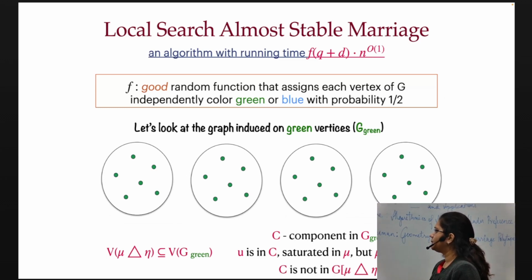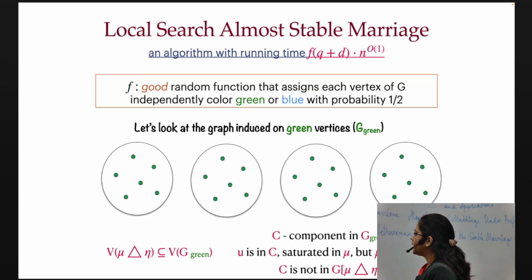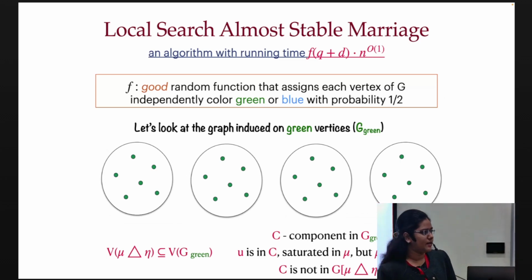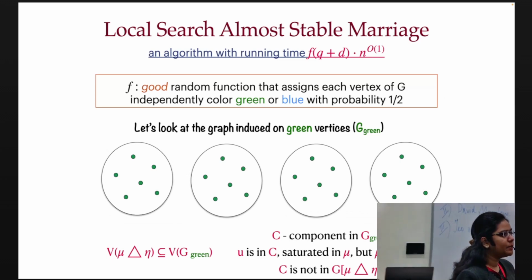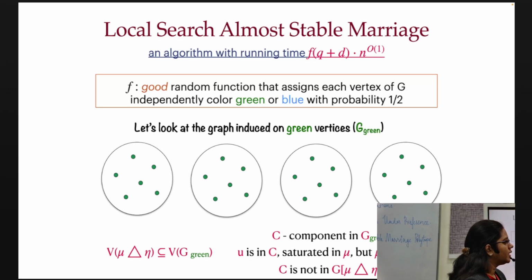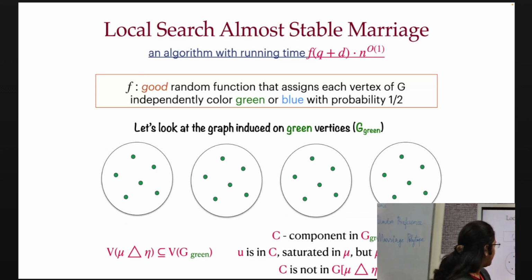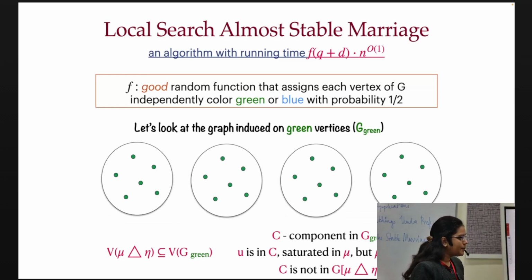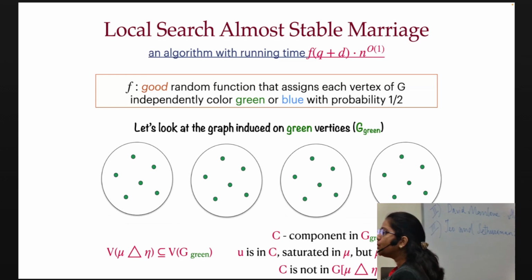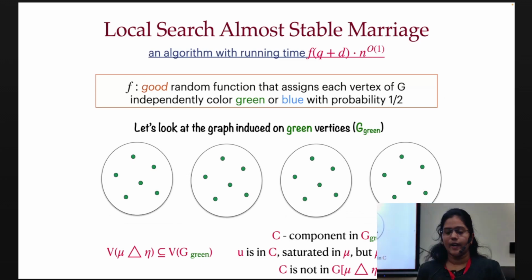What can I say? There is one more thing, that U is saturated in mu, but U is not saturated in eta, let us say. If U is saturated in mu, but U is not saturated in eta, then I know that it cannot be part of symmetric difference. Sorry. So U is in C, U is saturated in mu, right, but mu U is not in C.